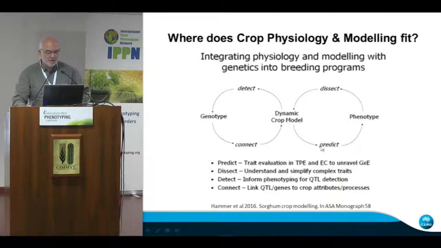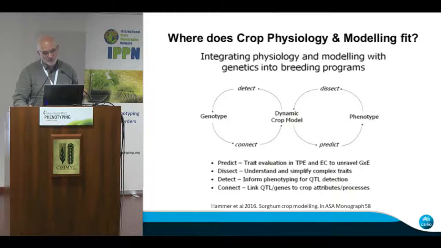It can help you by predicting what consequences of trait variation might be, and you've seen some of that, and you can do that in target environments. And you can also then use the dynamic crop model framework, which does crop growth and development over time, to help you dissect and understand simple traits, because it points to the things that underpin them. You can then use that to detect regions responsible for those, and that may be where phenotyping comes in.